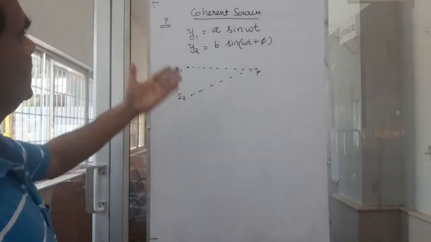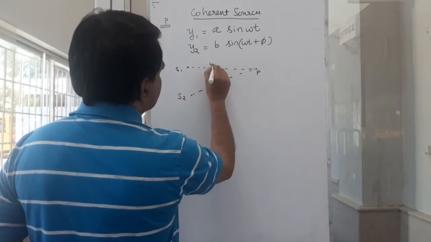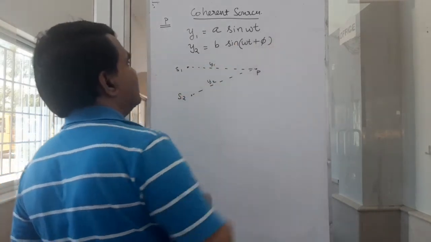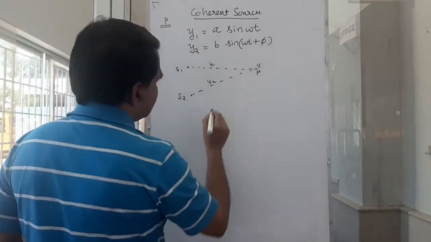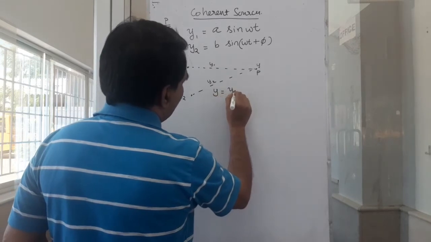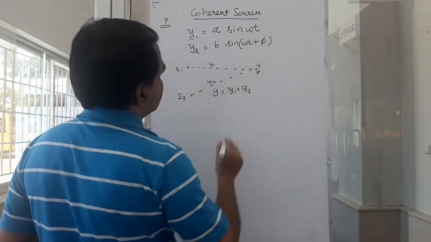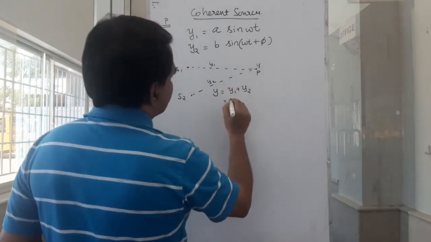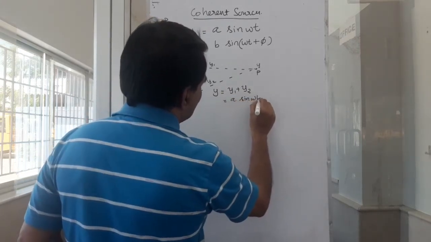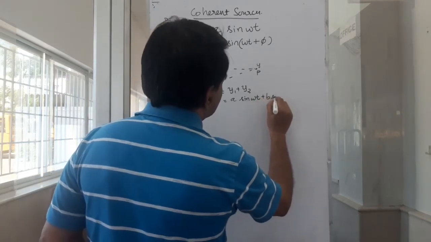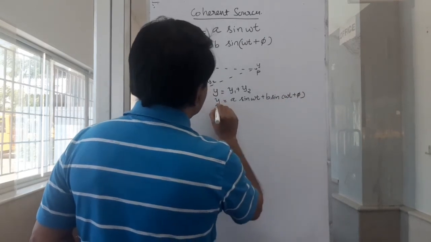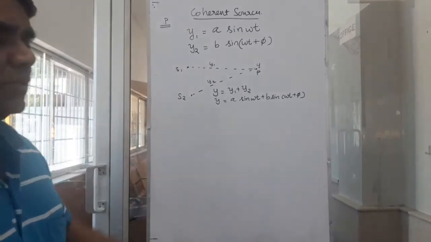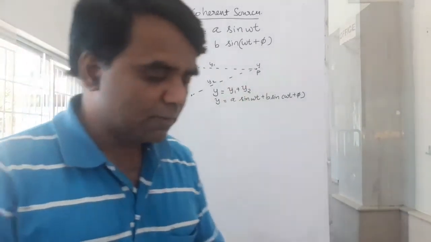So y1 travels here, and then y2 travels here, and they meet there. So now y, which is at P, so you got y here, right? So y is equal to y1 plus y2, and this is actually a sine omega t plus b sine omega t plus phi. So that's my y. Well, I can continue and do this, but there is a smarter way of doing it.